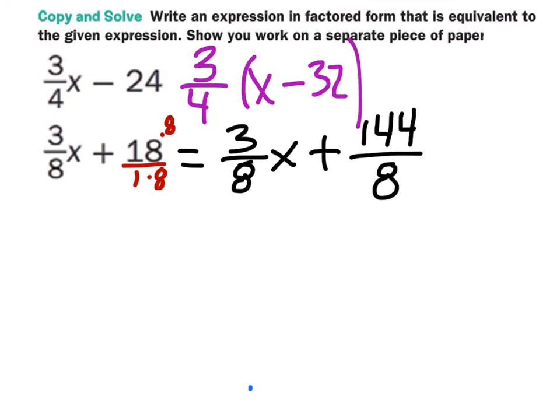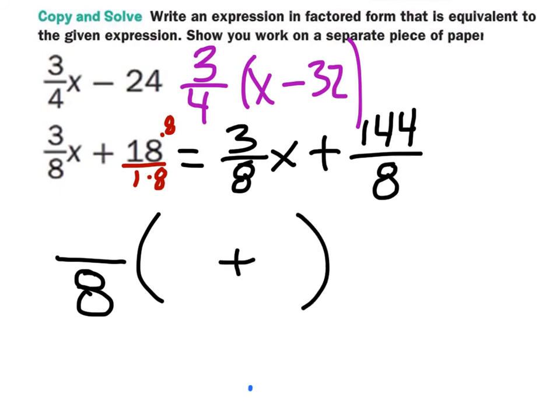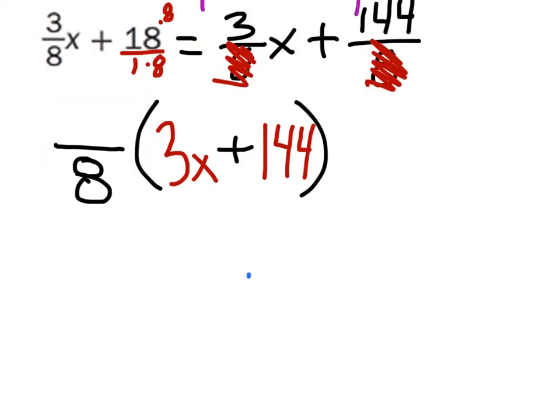See, this is great because now we have 2 fractions, which should release twice that chemical in your brain to shut down, right? But this is good. This is what we wanted, because now we can factor it out. 8. And what's left inside the parentheses? Very good. You've got this 3x, because this 8 is gone. Plus the 144, because this 8 is gone. All right, let's start factoring then.